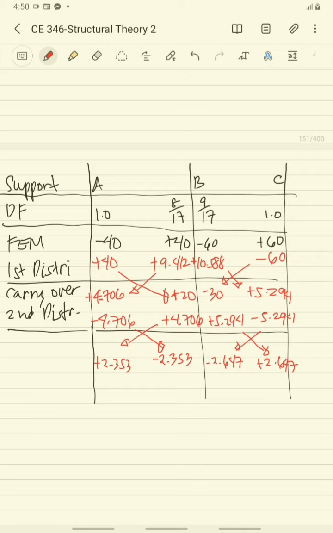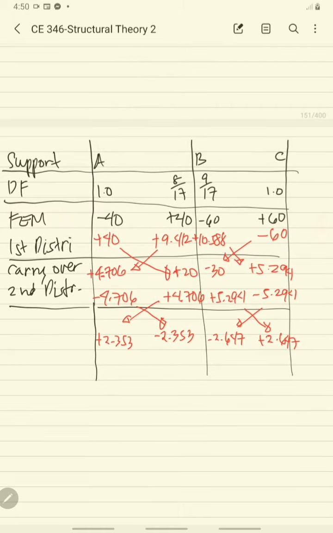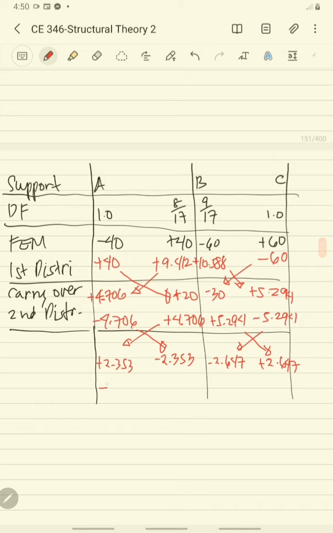we need to balance again. Okay, we need to balance again for the moment of each support using distribution factor. So we have negative, okay, negative 2.353. Here you have positive 2.6, no, sorry, negative 2.647.